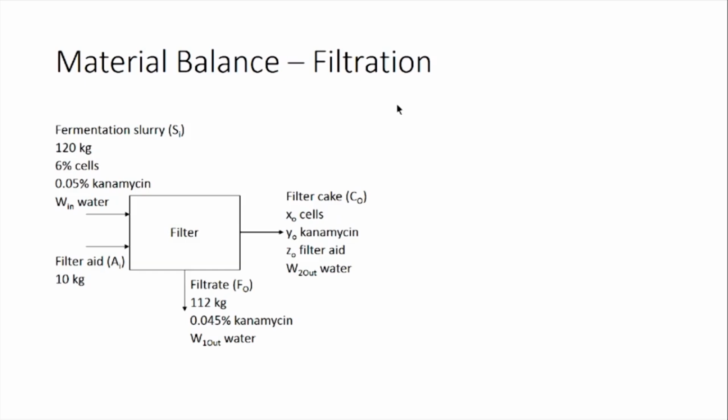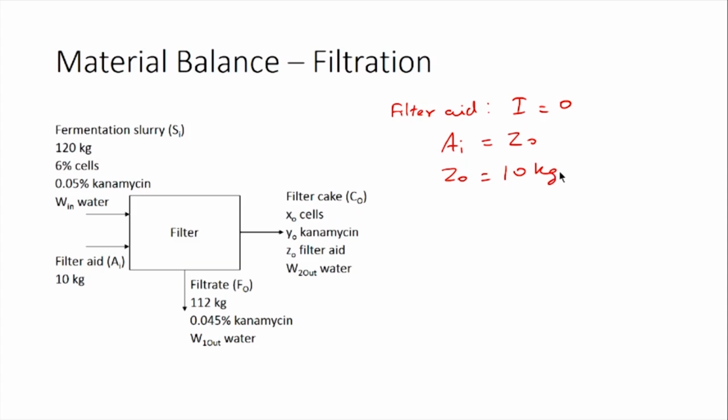We can continue writing component balances. For filter aid, we can write the component balance as again input equals output. The input comes only through Ai and the output leaves only through C0. The amount of filter aid leaving the system through the filter cake has been written as Z0. So, Ai equals Z0, implying Z0 would be 10 kilograms.